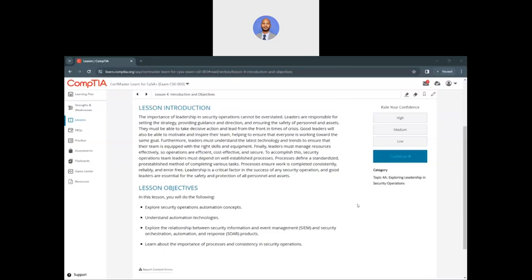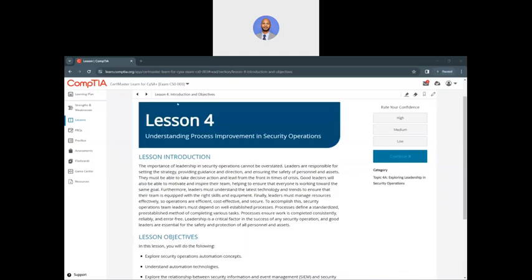So for the first portion, we'll go over exploring security operations, automation concepts, understanding automation technologies, and the relationship between security information and event management, otherwise known as SIEMs, and security orchestration, automation, and response, otherwise known as SOARs. We'll also learn about the importance of processes and consistency in security operations.